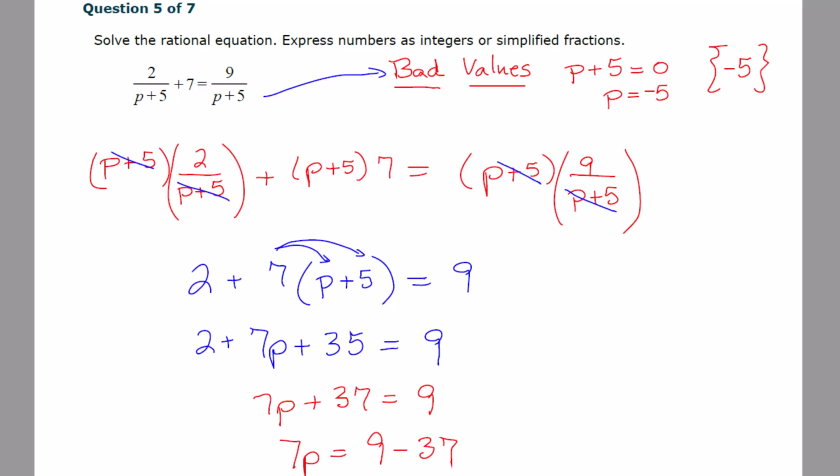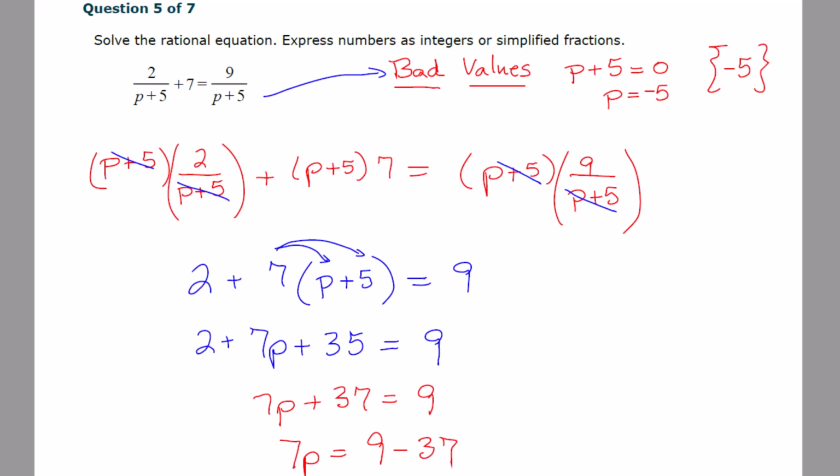Well, I need to multiply by something, and there's only one thing down there, p plus 5. So I'm going to multiply p plus 5 by all 3 pieces. First piece cancels. Next one, nothing cancels. I've got 7 times this piece. And on the right here, all of it cancels, and I get a 9.